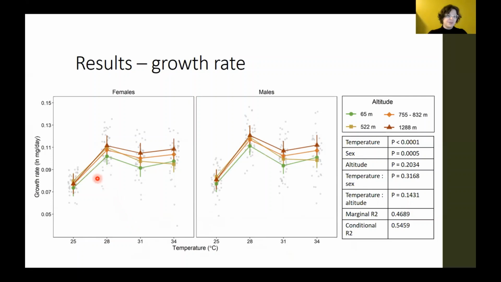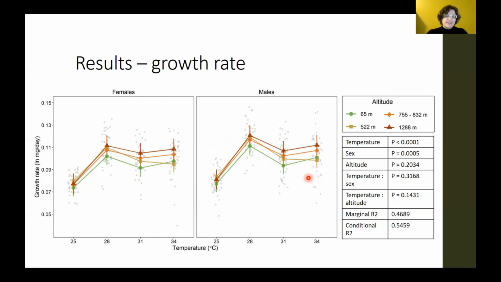So the first thing that comes to mind when looking at these graphs is that there's a really clear response to temperature, with larvae at 25 degrees growing much slower than the other ones. And the other ones are actually quite similar in response. This makes sense because 25 is actually quite a low and stressful temperature for them. So they just really do not like it.